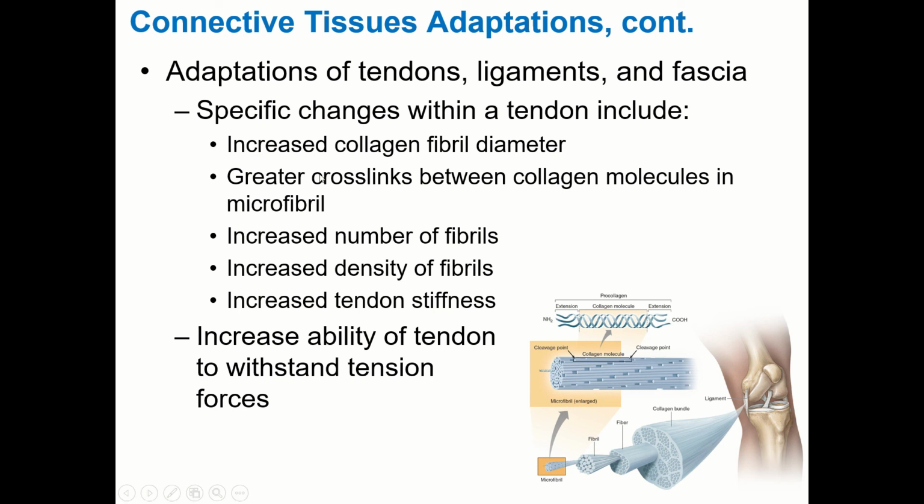More cross-linking between the individual molecules inside of the microfibril, which is analogous to the myofibril. Increased density of the fibrils, so there are more fibrils packed into less space. There's less extracellular matrix, those kinds of things. And then increased tendon stiffness, in part because of increased cross-linking between the collagen molecules. All of that then adds up to an increased ability of the tendon to withstand tension forces.